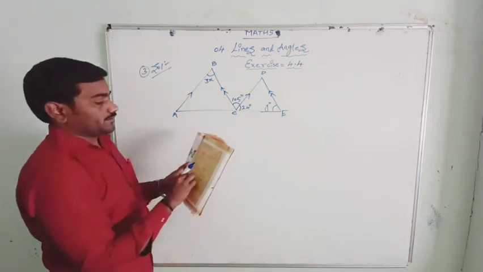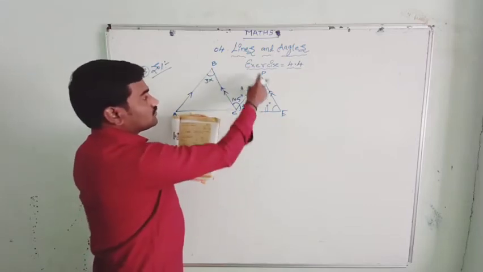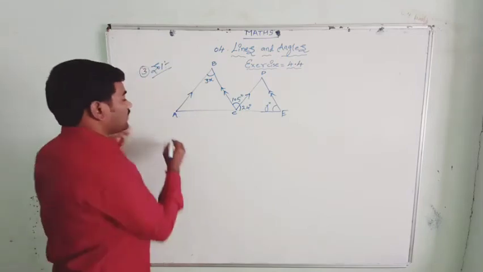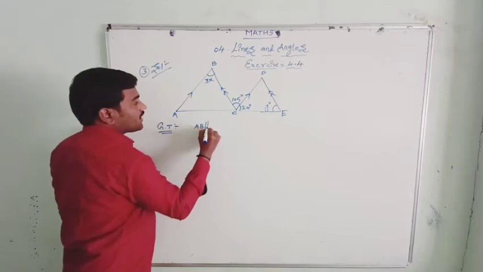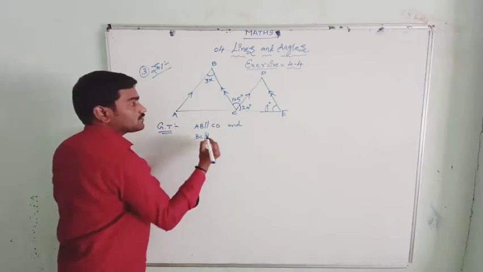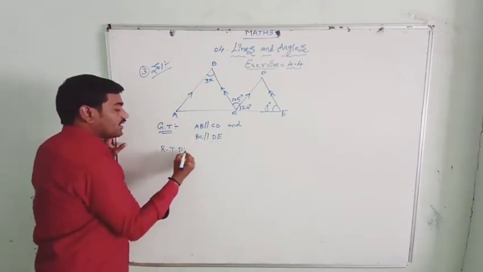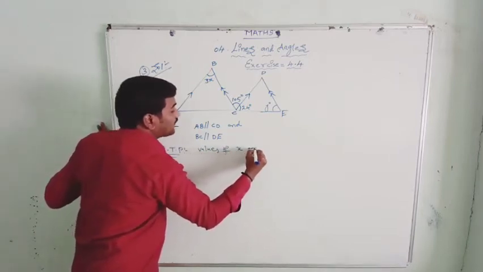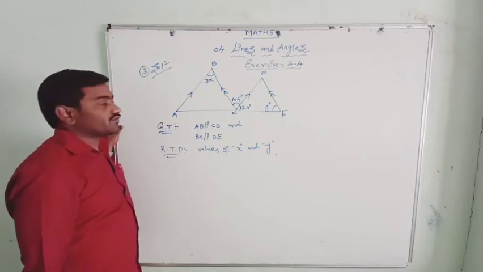So what is the question? Let me read. In the given figure, AB is parallel to CD, BC is parallel to DE. Then find the x and y value. Simple. We need to find out the x and y value. What is given? Given that AB is parallel to CD, and also they have given BC is parallel to DE. Here RTP, required to find, that is values of x and y. Values of x and y we need to find out.